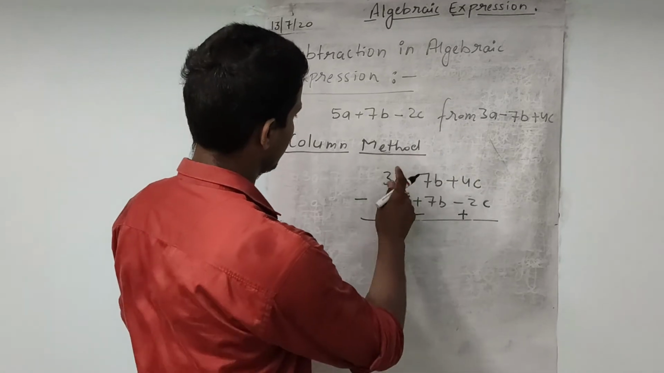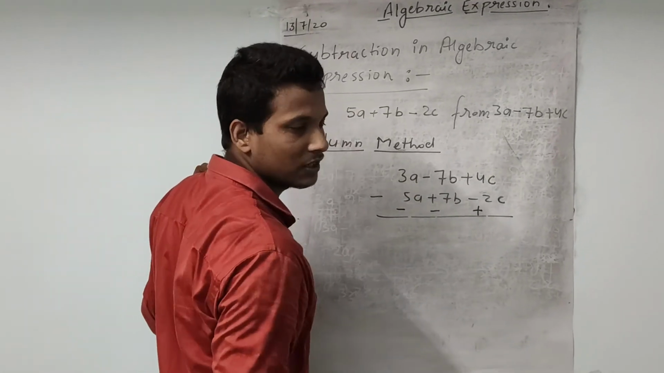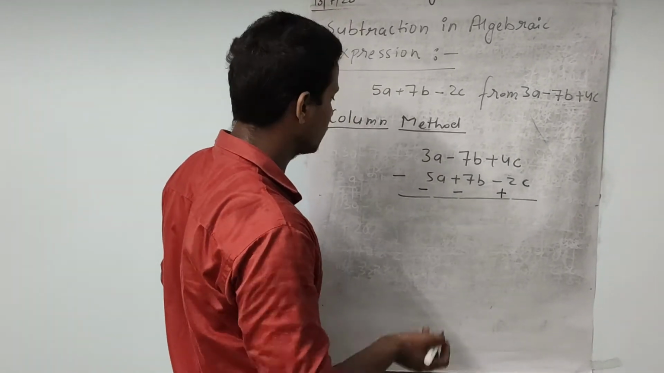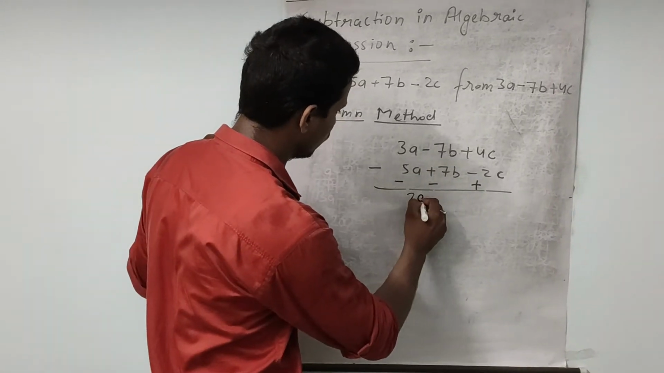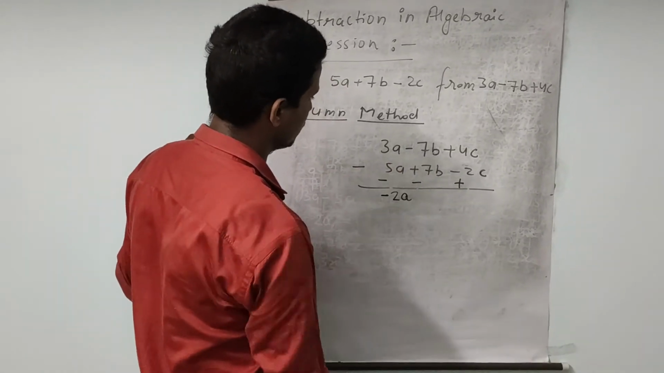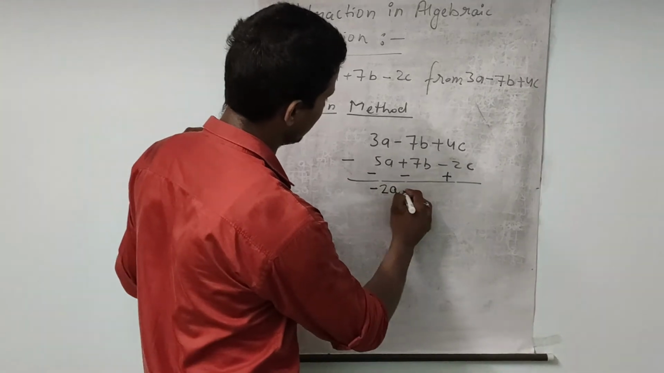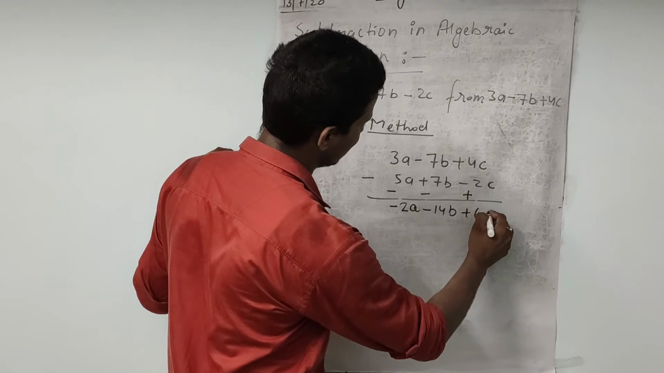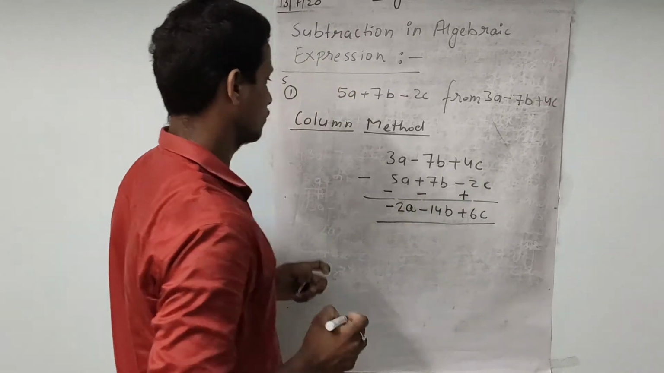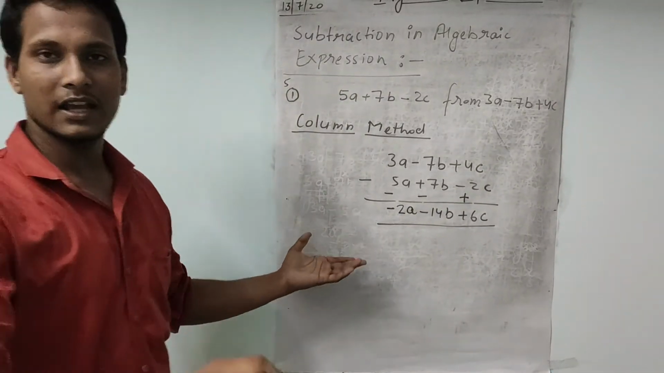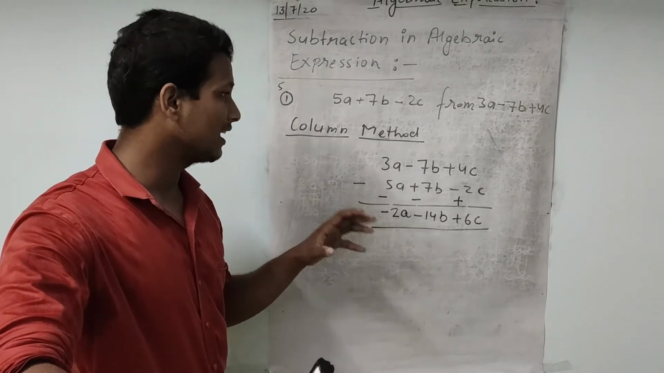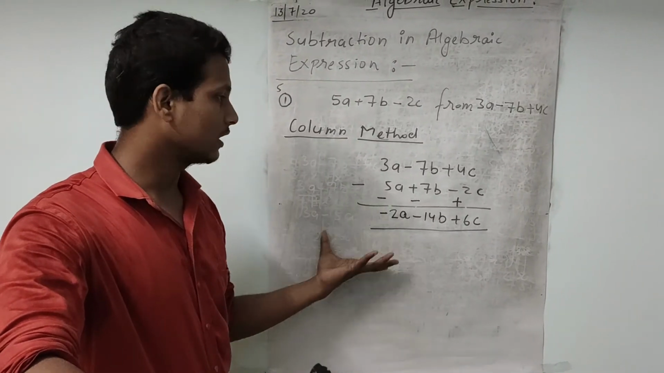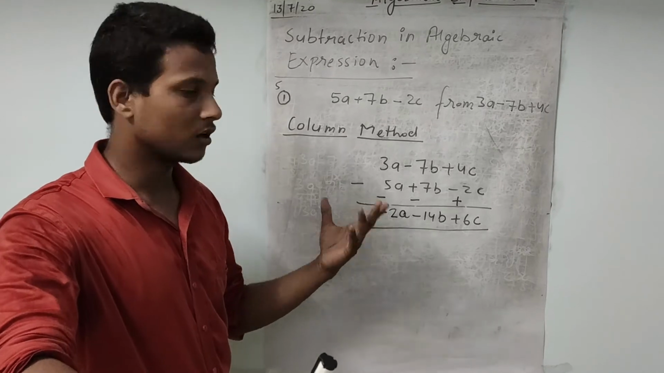Okay, so now 3 minus 5, both the signs are different. We need to perform subtraction. So 2 is there, 2a, and 5 is greater, so minus 2a. Minus 7 and minus 7, that is minus 14b. Plus 2 and plus 4, that is 6c. So that's it. This is an easy method and takes very little time. So that's why we are always applying the column method.